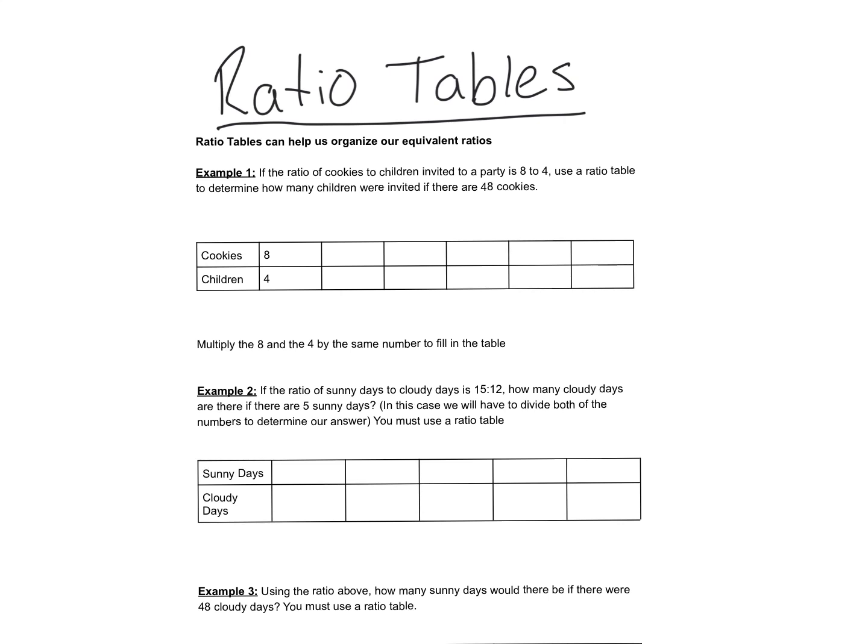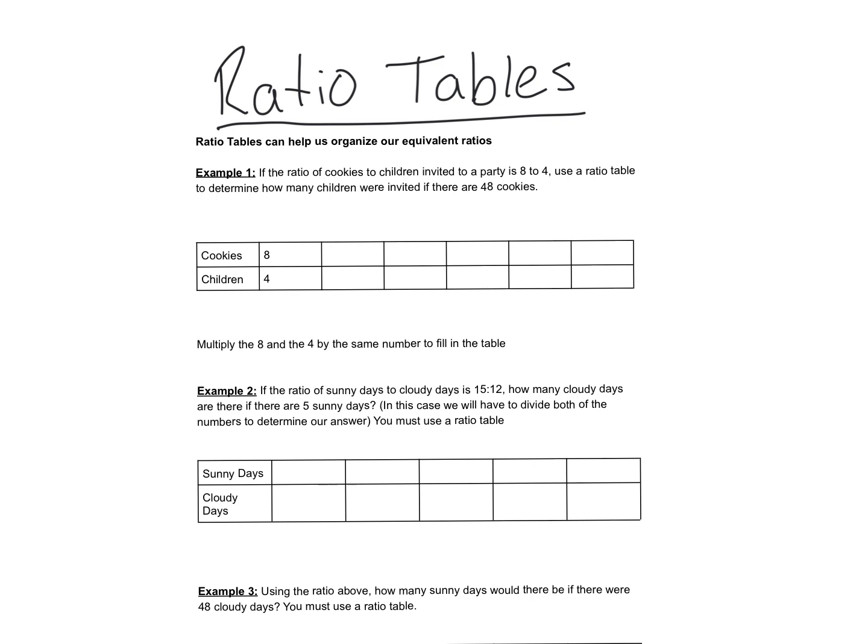In this video, we're going to talk about how we use ratio tables to organize equivalent ratios. A ratio table is basically just a table like this, and we put our ratio in it and we multiply or divide our ratio and set up a bunch of equivalent ratios. So let's do a couple of examples to show this.